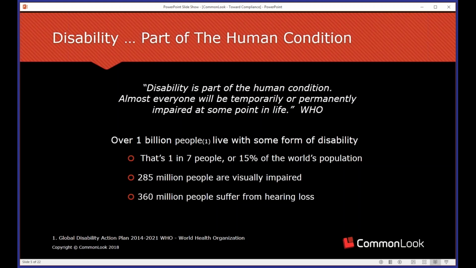I'm not a numbers guy, and some of that information is too impersonal. What really drives the point home to me is when I interact with or hear stories about people who have disabilities and the challenges that they face.